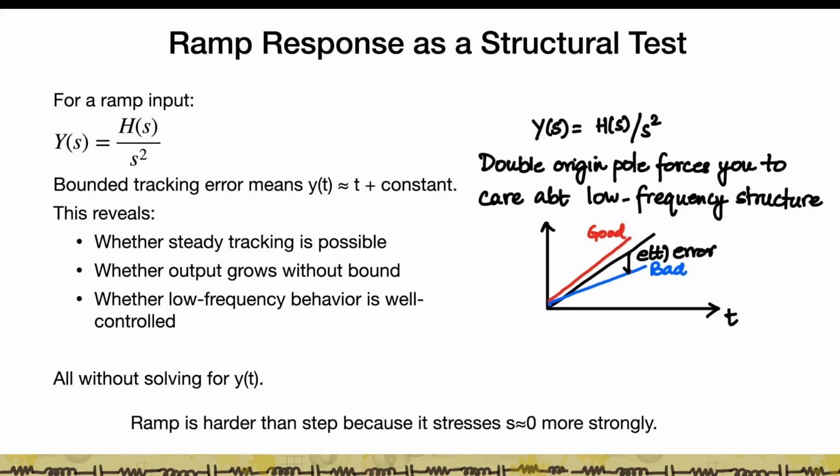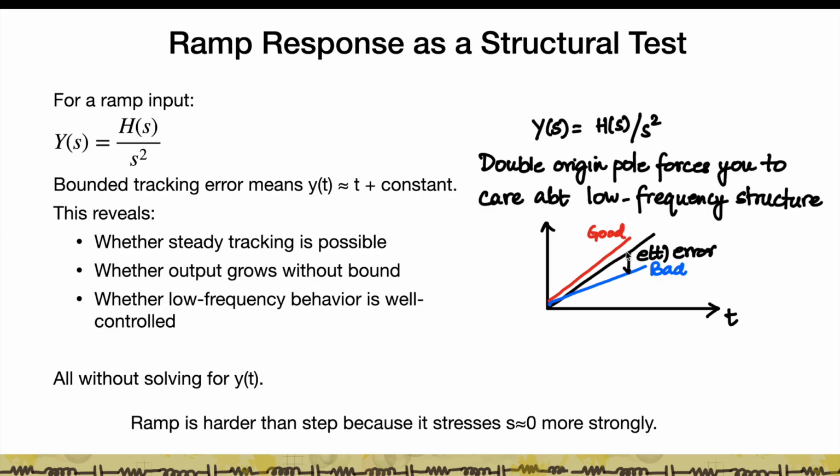Now with ramp, Y(s) is equal to H(s)/s². The s-domain interpretation is the origin region dominates even more strongly. If your system has insufficient low-frequency authority, the output will lag more and more behind the ramp. The key concept here is tracking error. For ramp tracking to be good, the output must eventually have the same slope as the input. Otherwise, the gap grows without bound.